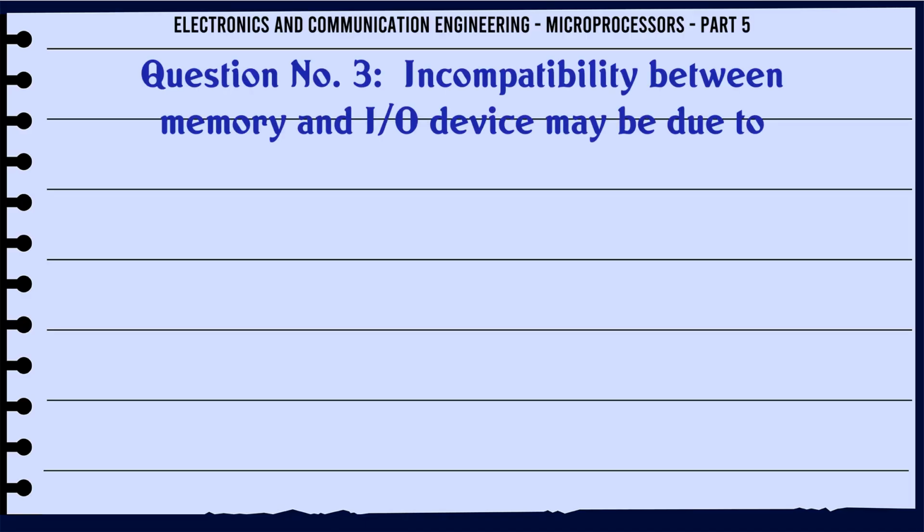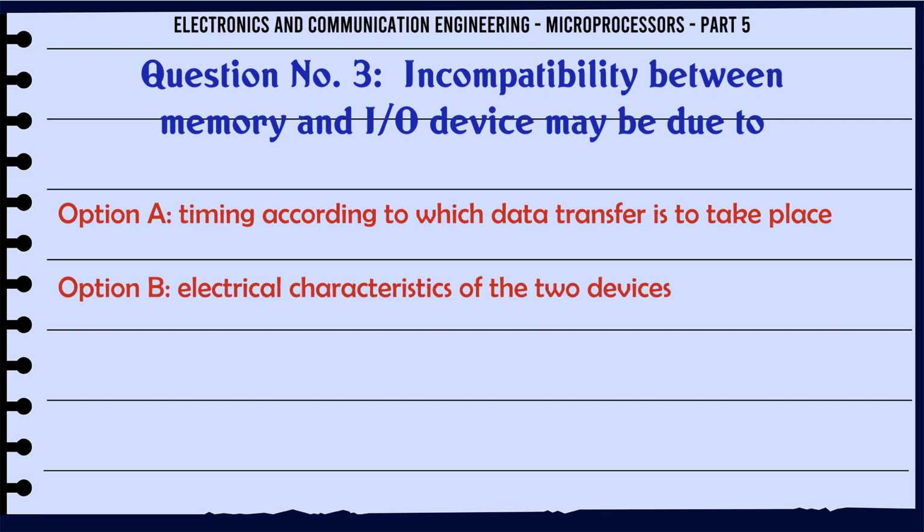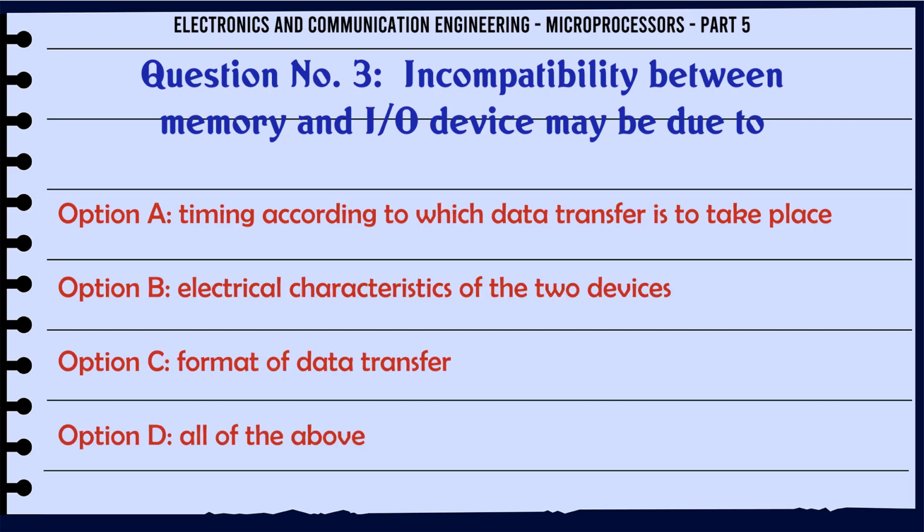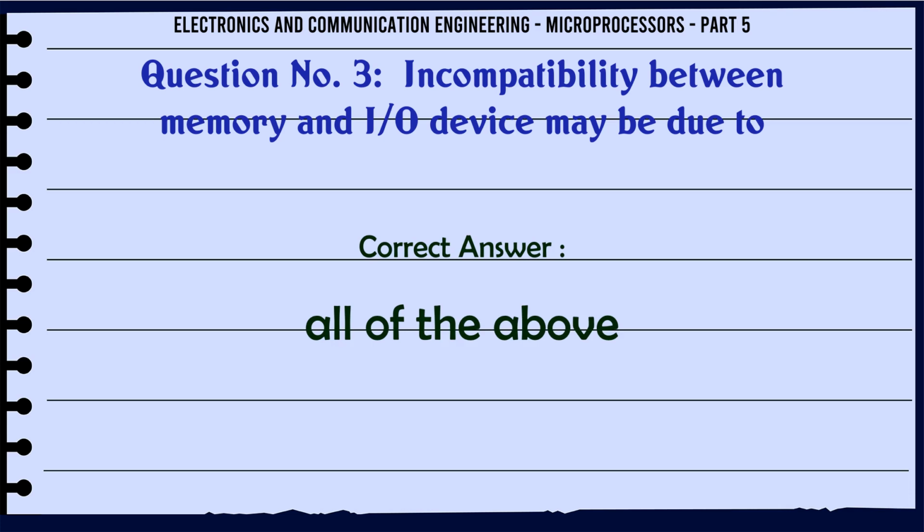Incompatibility between memory and I/O device may be due to A. Timing according to which data transfer is to take place. B. Electrical characteristics of the two devices. C. Format of data transfer. D. All of the above. The correct answer is all of the above.